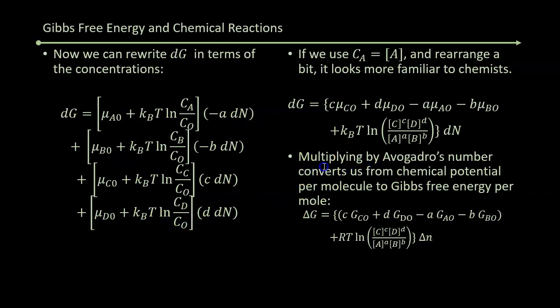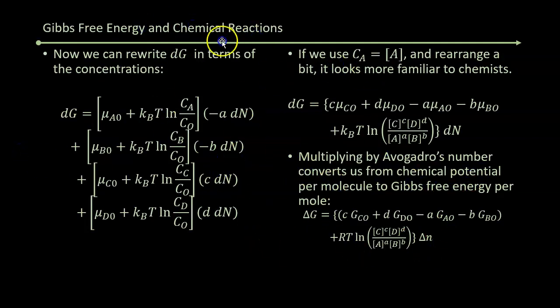So if we take this, we multiply by Avogadro's number, that changes to the Gibbs free energy per mole, and this KB changes to R, and here we go, and change in moles instead of change in number of particles. A little bit more useful in that you don't usually spend a lot of time counting the number of oxygen particles.